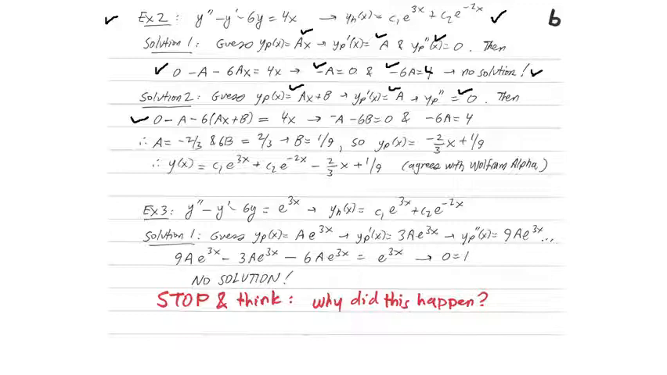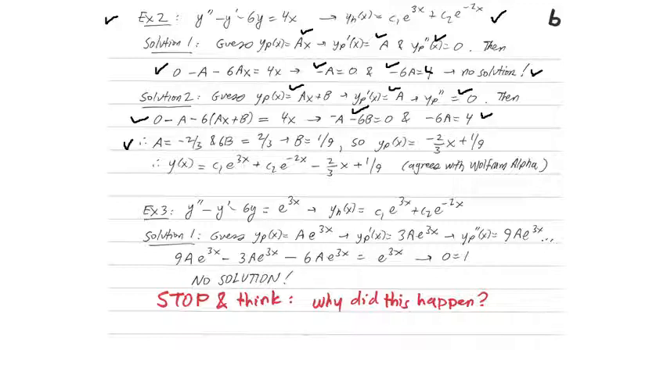Next, we match the constant terms on both sides. So the constant term on the left side is minus a minus 6b. The constant term on the right side is 0. And we match the coefficients of x on both sides. The coefficient of x on the left side is minus 6a. The coefficient of x on the right side is 4. So that gives us 2 equations and 2 unknowns, which is fairly easy to solve here.